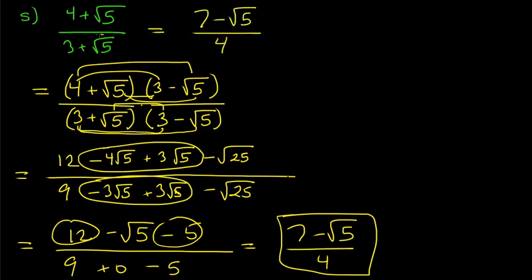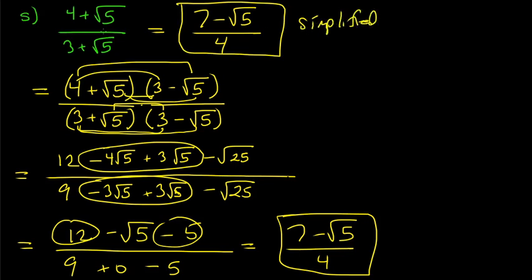Again, you're not allowed to have a square root in the denominator. By multiplying by the conjugate, 3 minus the square root of 5, we got rid of all the square roots in the denominator. So this is considered simplified, right? This is not, even though it's the same number. It's not considered simplified.